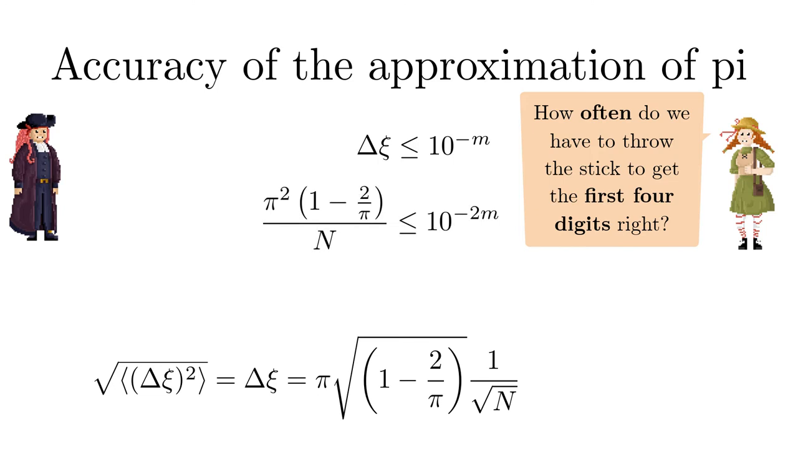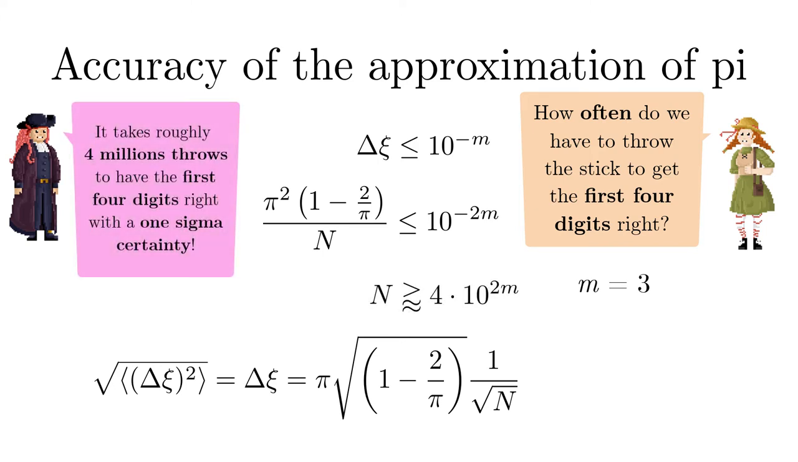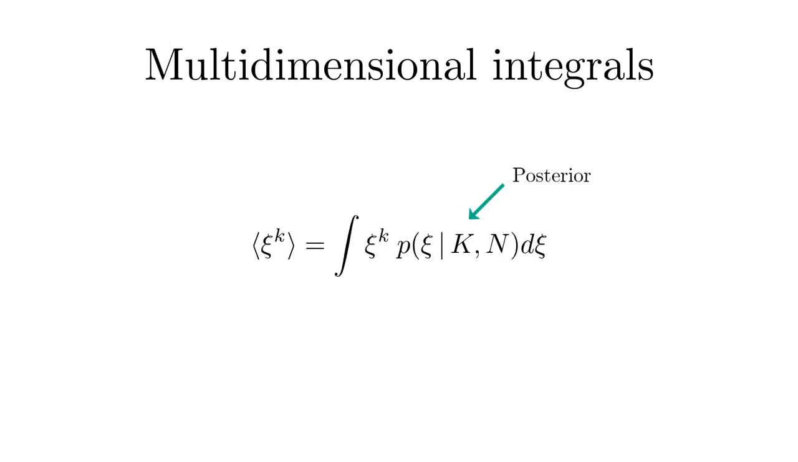Lyra was eager to see how long it takes to get the first 4 digits right, which corresponds to 3 fractional digits. The answer for Lyra is, it takes 4 million throws. In the previous example, the integral over the posterior was one-dimensional, and it could be evaluated analytically. Unfortunately, this is rather the exception and not the rule.